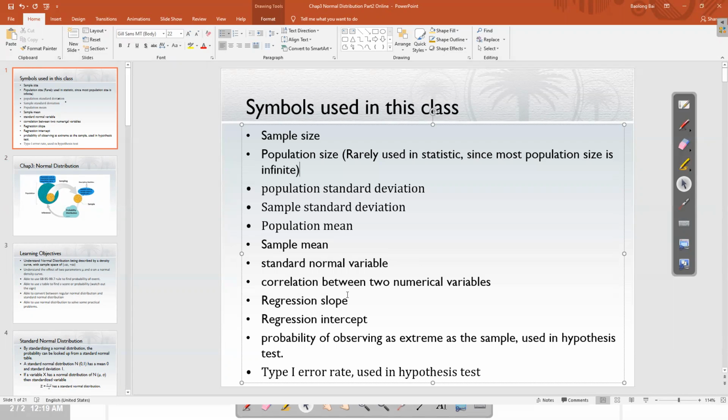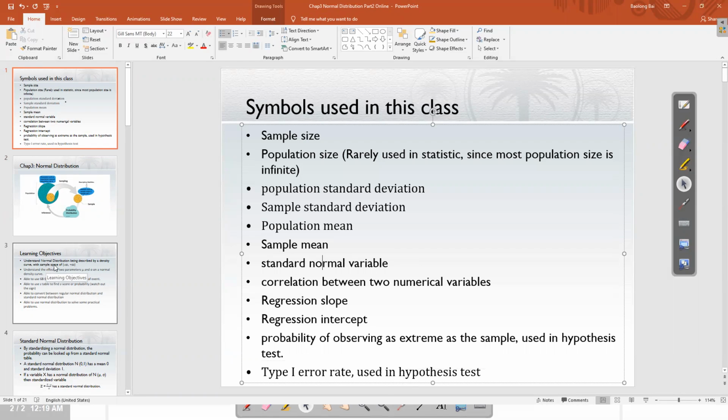Correlation, small r, regression slope, B1, regression intercept, B0, and the probability of observing a sample as extreme or more extreme than the sample collected is the p-value. We use the p-value to make a decision in a hypothesis test by comparing it with the type 1 error rate, alpha. So we're going to talk more in detail when we go to inference.